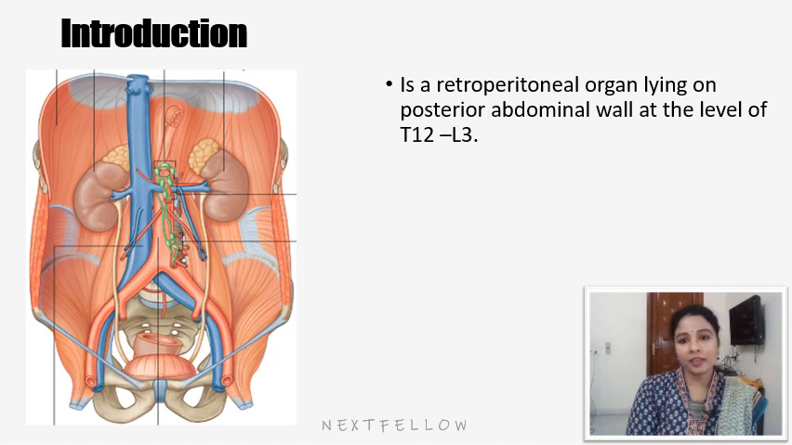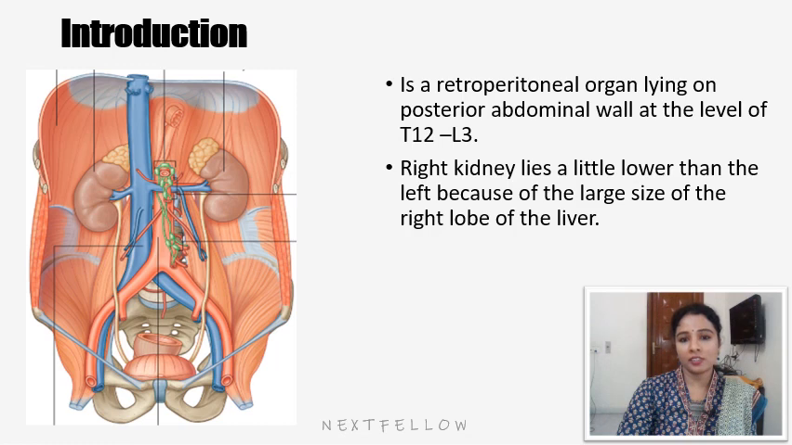on the posterior abdominal wall at the level of T12 to L3. It is located between the T12 vertebral level till the L3 vertebral level. And the right kidney is slightly lower. If you see the right one, it is slightly lower than the left one because the large right lobe of liver is located on the right side, which pushes down the right kidney.